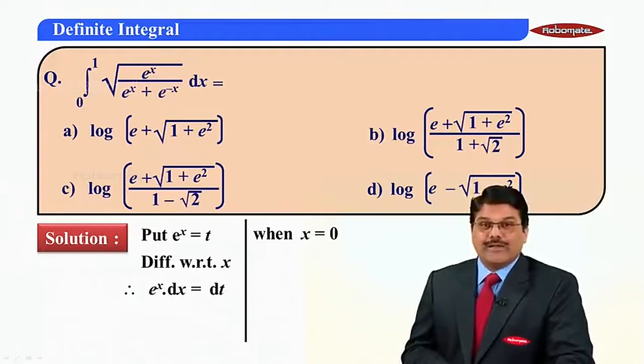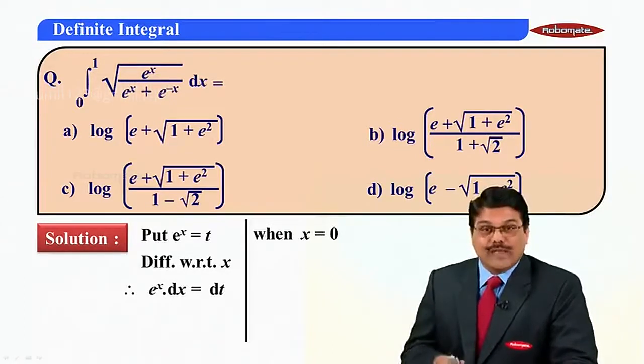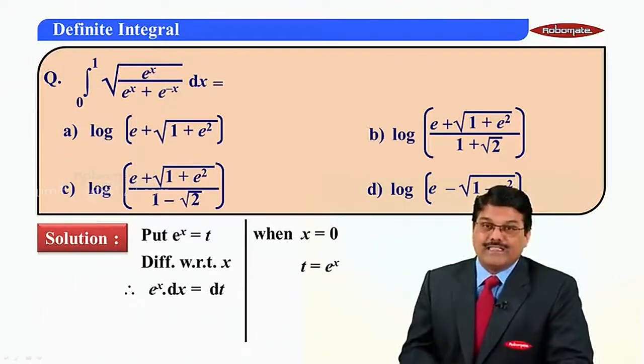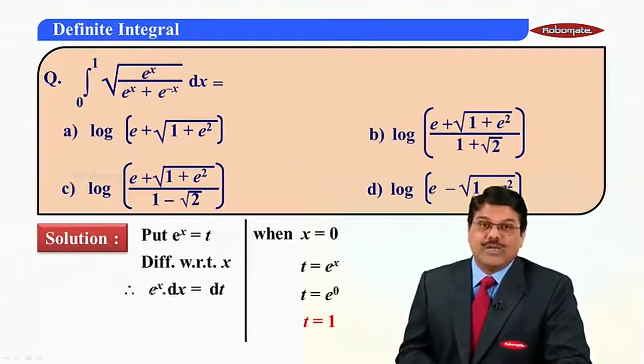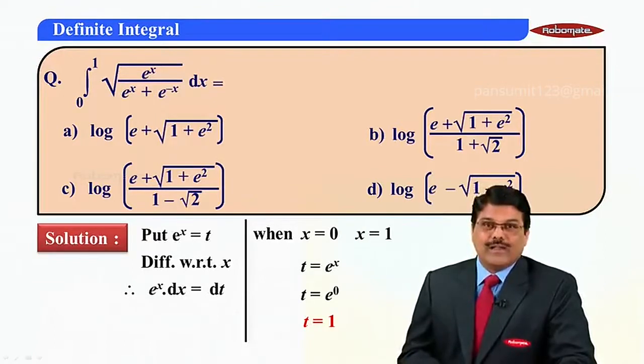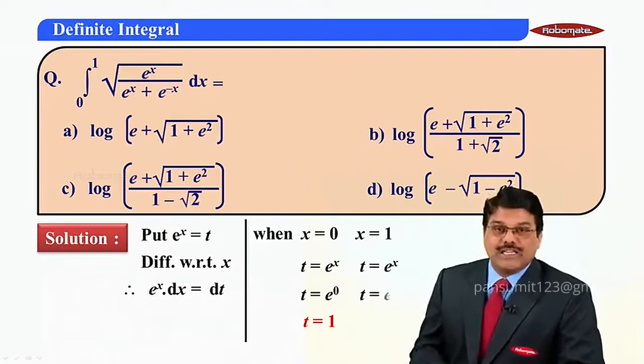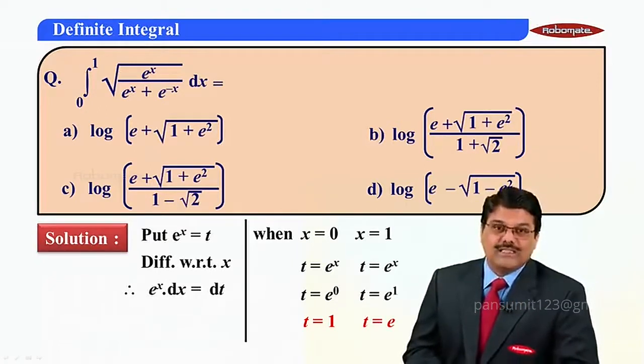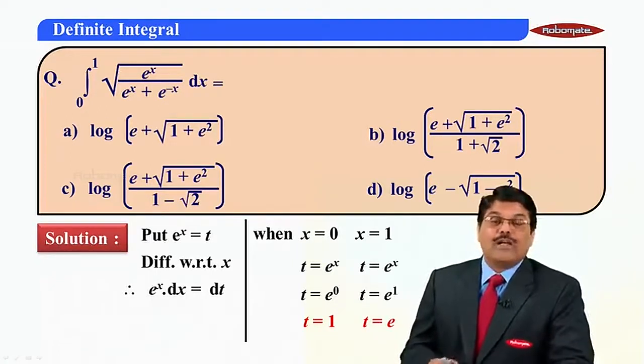So the lower limit, that is x is equal to 0. So when x is equal to 0, the value of t, that is e raised to x, becomes e raised to 0. And anything raised to 0 is 1. So the value of t becomes 1. Now let us substitute the upper limit. When x is equal to 1, the value of t becomes e raised to x, that is e raised to 1. So that is e. So now the limits are 1 to e.